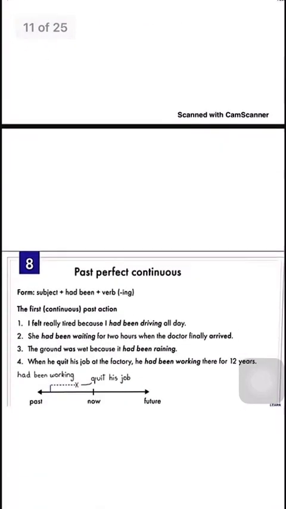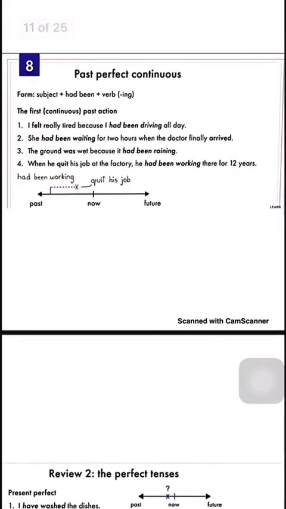Moving forward, we have some more examples. Like the ground was wet because it had been raining. The ground was wet because, since morning, since 2 p.m., since 10 a.m., it had been raining. कि सुबह से बारिश हो रही है. When he quit his job at the factory, he had been working there for 12 years. So these are some examples for the past perfect continuous.